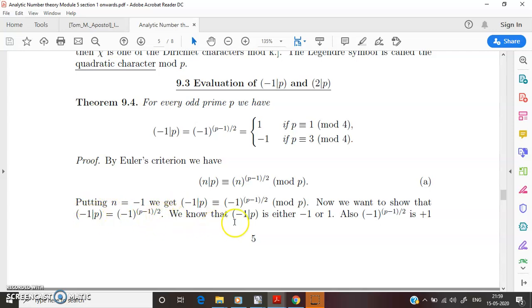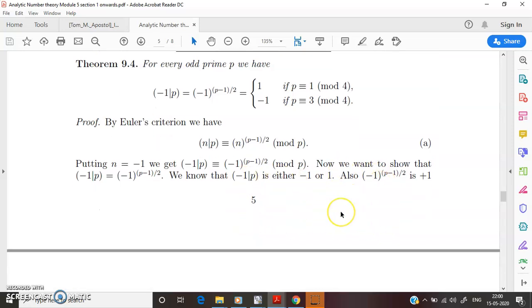For that, we know that the Legendre symbol minus 1 over p can take two values, plus or minus 1, because p is an odd prime and p does not divide n. So clearly minus 1 over p is either minus 1 or plus 1 by our definition of the Legendre symbol. We also know that minus 1 raised to (p minus 1) by 2 will also take the values plus 1 or minus 1. Now what we have to prove is that both these quantities take the same value every time.